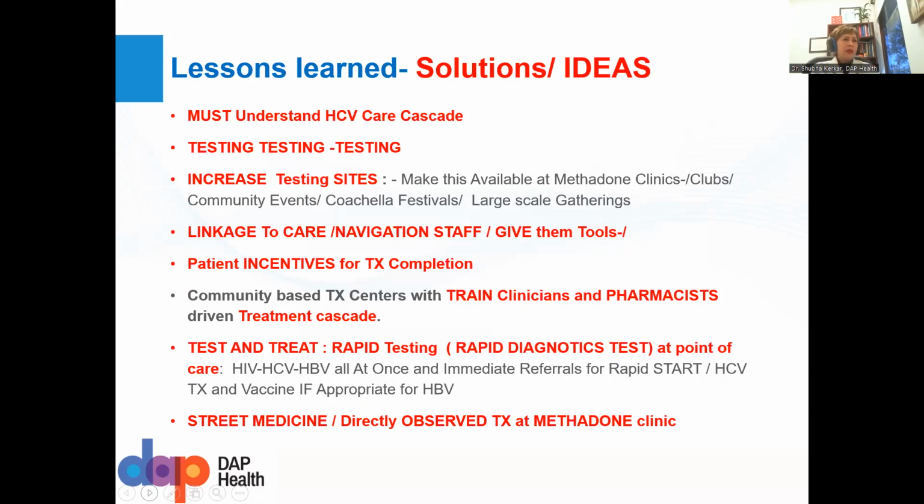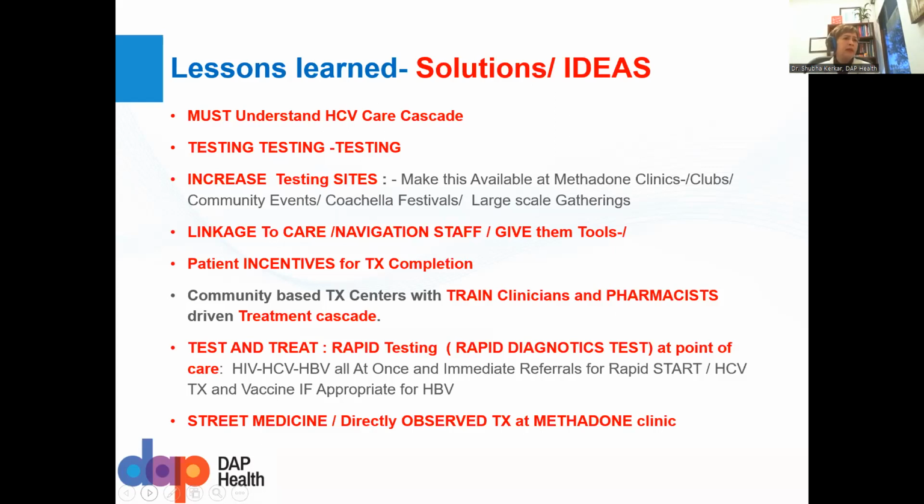So what lessons did we learn? We must understand the hepatitis C care cascade. We have to escalate testing. We have to increase testing sites. We must continue to have linkage to care and navigation staff and give them the tools they need to provide care and reach patients that are marginalized, in drug rehabs, or to provide incentives for treatment completion and staying cured.